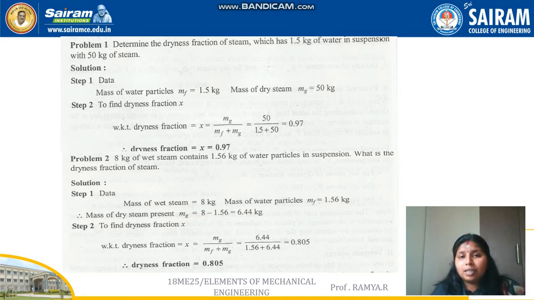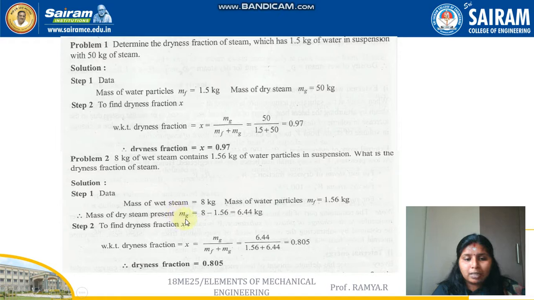For a dry steam, the dryness fraction is always 1, and if the dryness fraction is above 1, it is superheated steam. So the next problem is: 8 kg of wet steam contains 1.56 kg of water particles in suspension. What is the dryness fraction of the steam? So the mass of wet steam is 8 kg, and the mass of water particles is 1.56 kg.